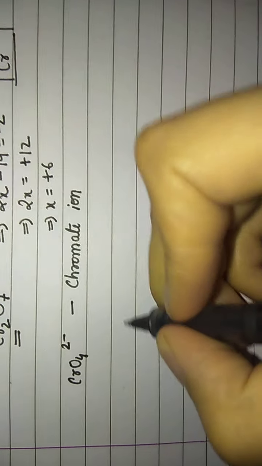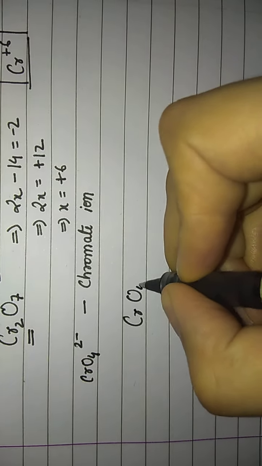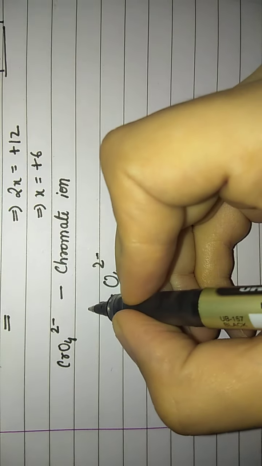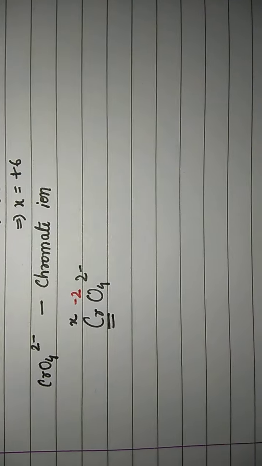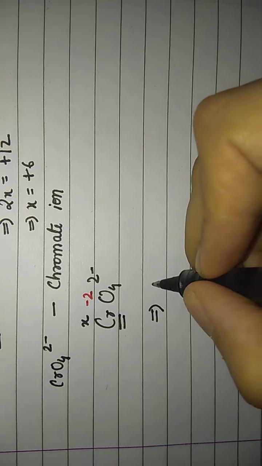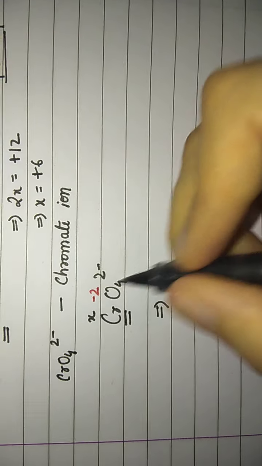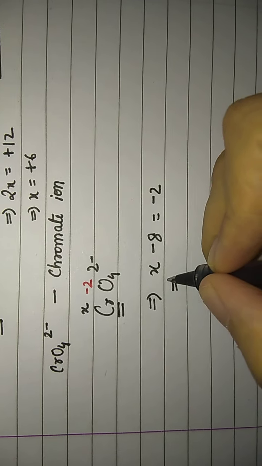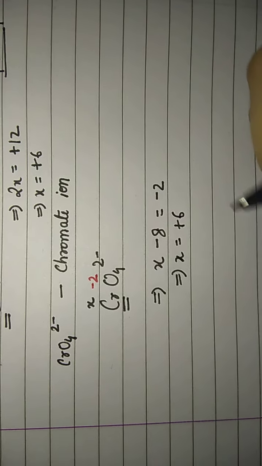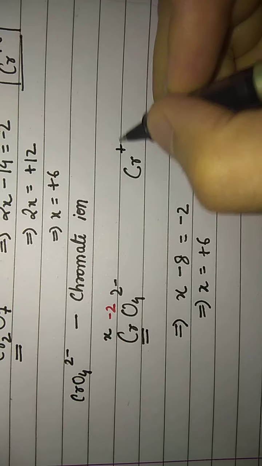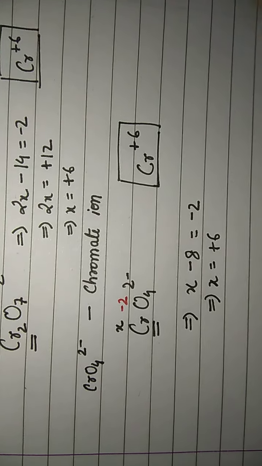The last example, the chromate ion. Again I am calculating the oxidation state of chromium in the chromate ion. So I assume this as X, and over oxygen I have -2, and the net charge is -2. So chromium X minus 2 into 4, which is -8, is equal to the net charge -2. So X will be equal to +6. Just like in the dichromate ion, in the chromate ion also chromium has an oxidation state of +6.